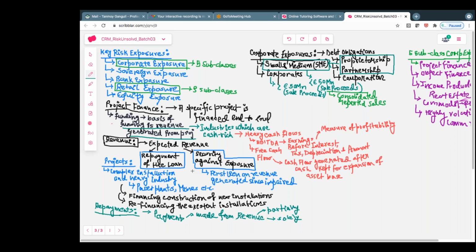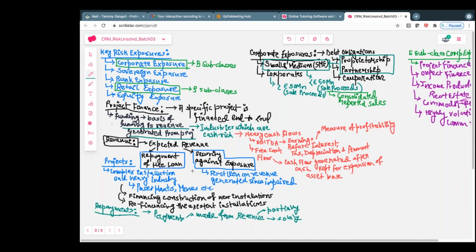Now, one very important thing that we need to understand between project finance and object finance is the balance sheet variables. For both these two kinds of loans, one very common variable will be the borrower's ratings, the ratings that are available. There are balance sheet variables and so on. So out of the commercial portfolio, project finance and object finance are very important.